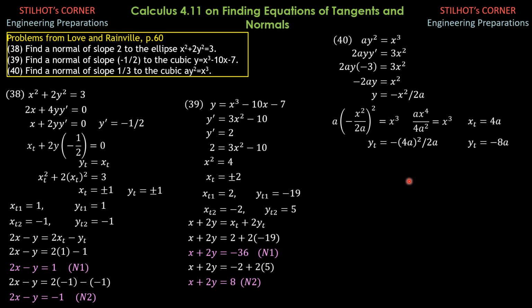The expected equation of the normal line to this cubic is x minus 3y equals x sub t minus 3 times y sub t. Substitute these coordinates, so x minus 3y equals 4a minus 3 times negative 8a. Combining, so x minus 3y equals 28a. So that's the equation of the normal line. So that's it for this video.